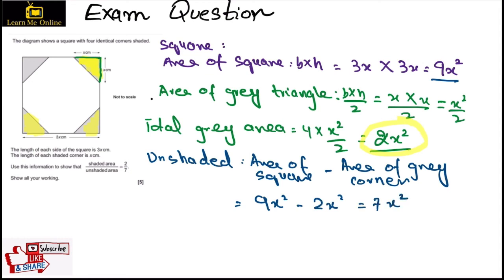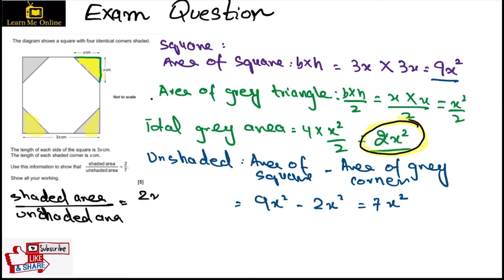I'm going to write down now what we are originally finding out. So we are finding out the shaded area with respect to the unshaded area. The shaded area we found out is all the gray region, which is 2x squared. So I'm going to write down 2x squared on the top. And the unshaded area is what we found out here, which is 7x squared. Because the variables are the same, x squared and x squared, they both simplify together, and you get the ratio between the shaded and the unshaded region is 2:7 or 2/7.